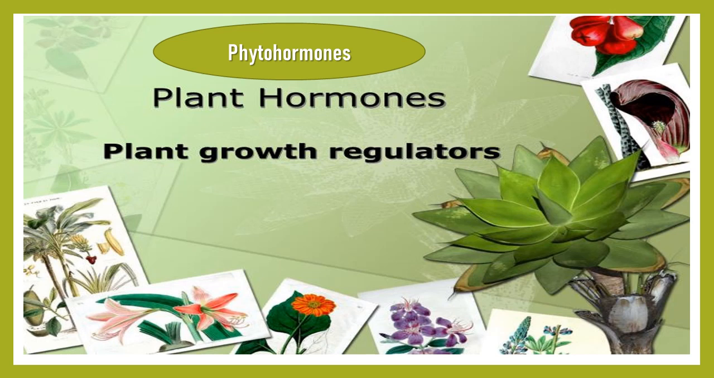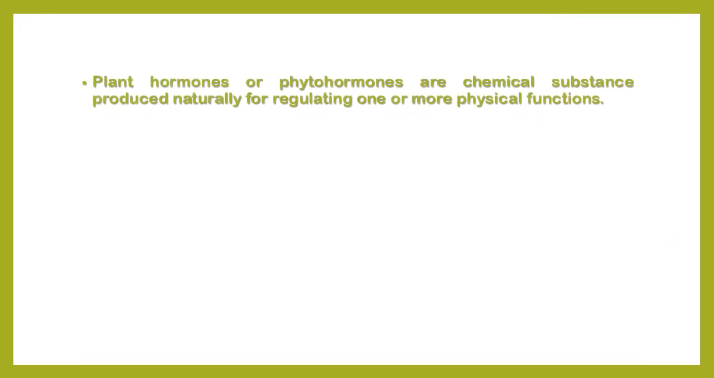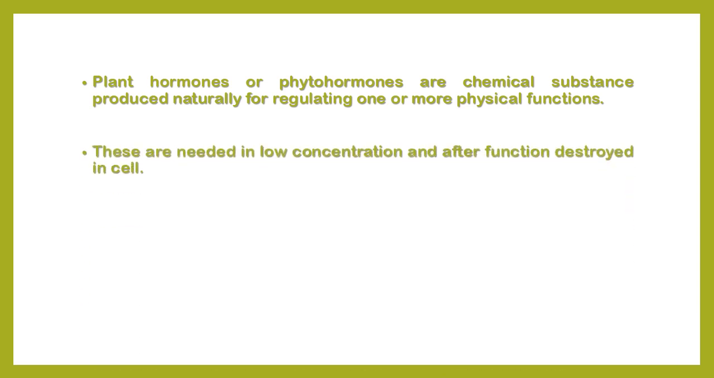Phytohormone, the other name of the plant hormones. These are the plant growth regulators. So this term, plant growth regulator or phytohormone, is much more scientific. What is a plant hormone? Phytohormones or plant hormones are chemical substances produced naturally for regulating one or more physical functions. Point 2. These are needed in extremely low concentration, and after their action, mostly these are destroyed from the cell.